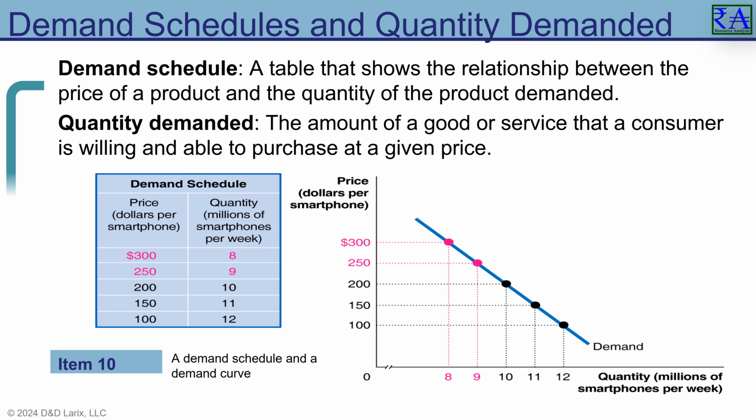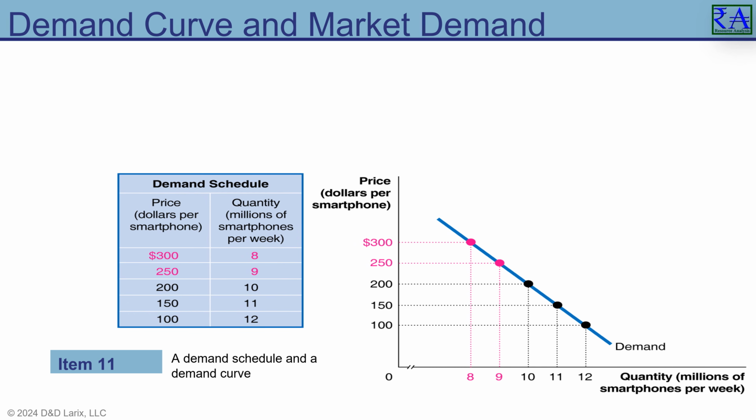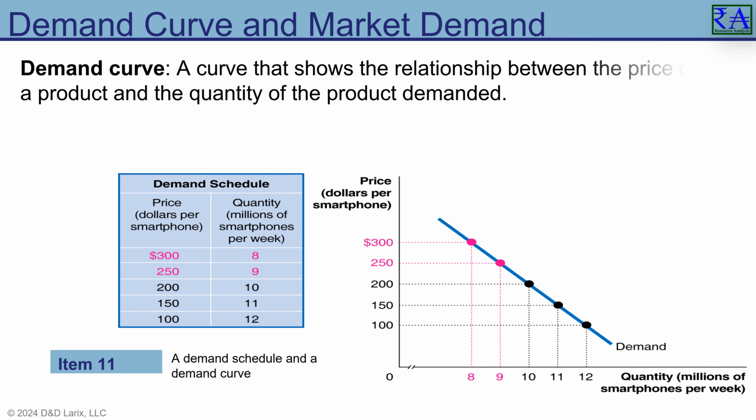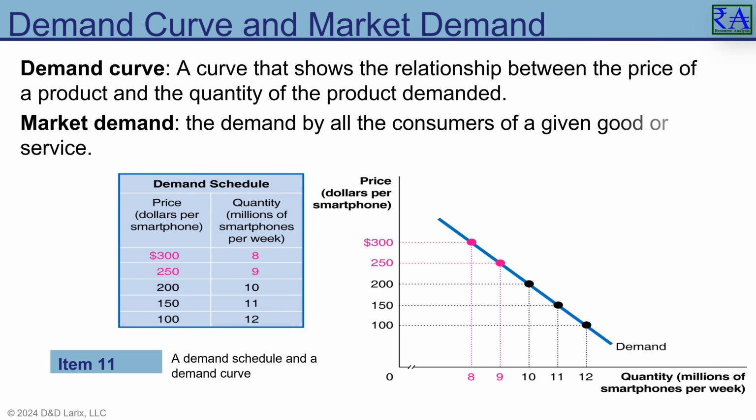Economists use a graph to plot the numbers from the demand schedule as a demand curve, which shows the relationship between the price of a product and the quantity of the product demanded. Market demand curves show the product demand by all consumers of goods or services. The demand schedule, the table, and the demand curve both display the same information. Only one is tabular and the other graphical.